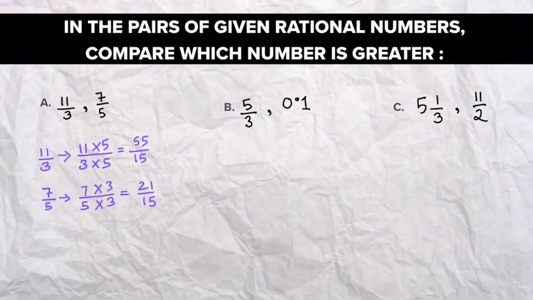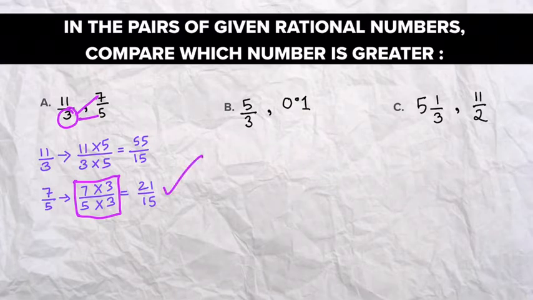Okay, coming back, the first question will look something like this. So we'll multiply 5 with 11 and 5 with 3. So we get this step. The first rational number becomes 55 by 15. The second rational number we have to multiply with 3 in the numerator and denominator, and we get this step. 7 into 3 and 5 into 3. Okay, the second rational number becomes 21 by 15.